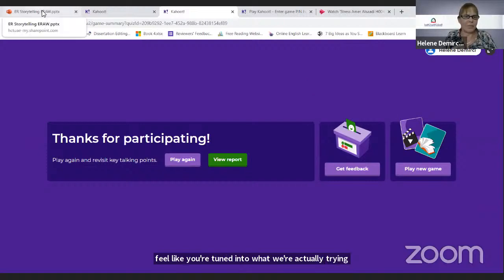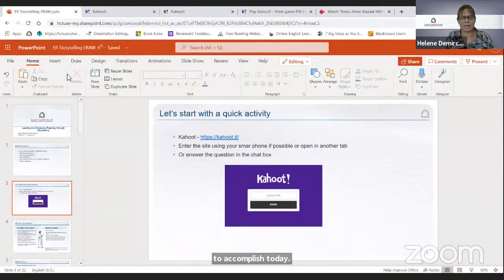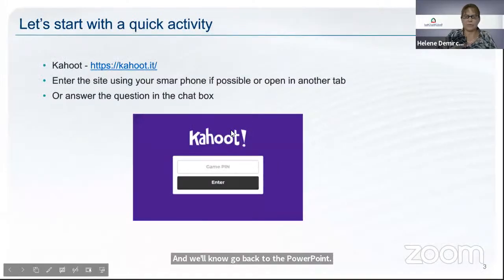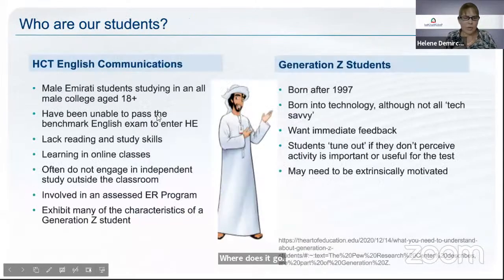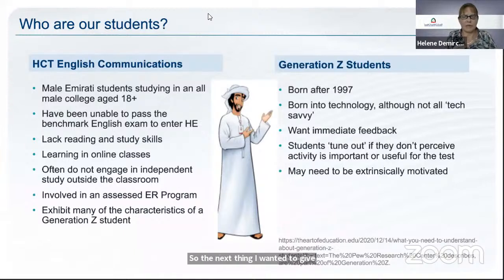And we'll now go back to the PowerPoint. Okay, share this. Where is it? Here we go. So the next thing I wanted to, even that you can all see the screen with it there.